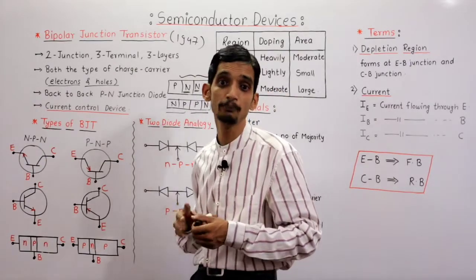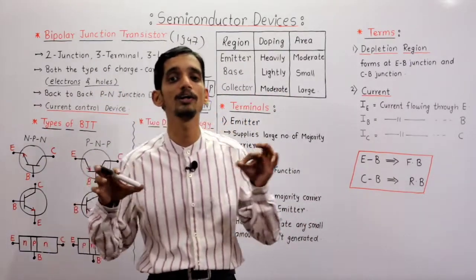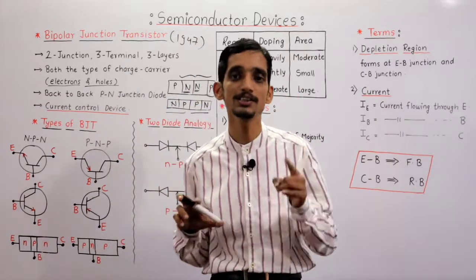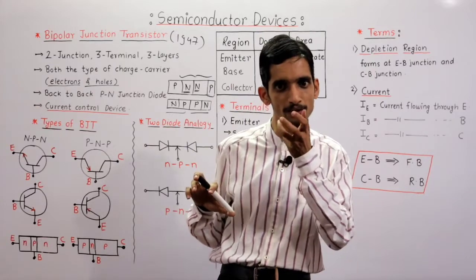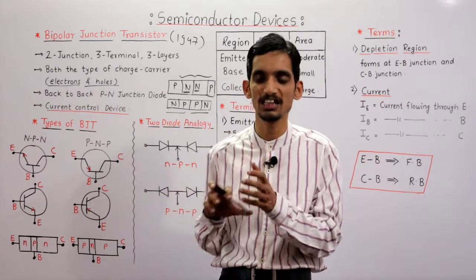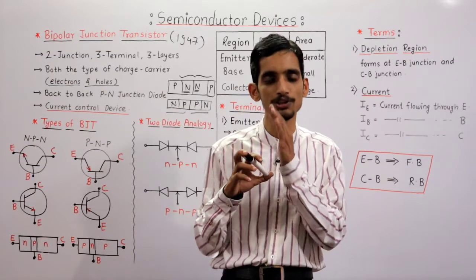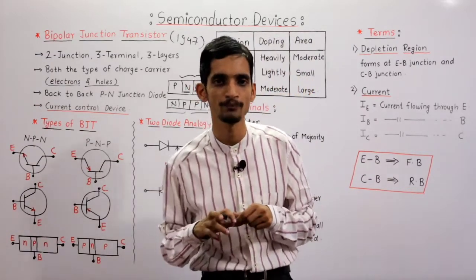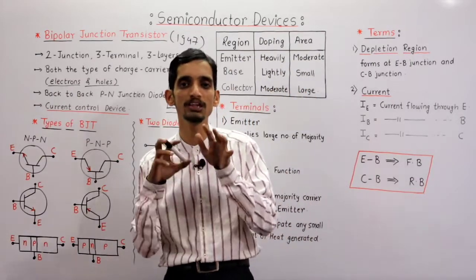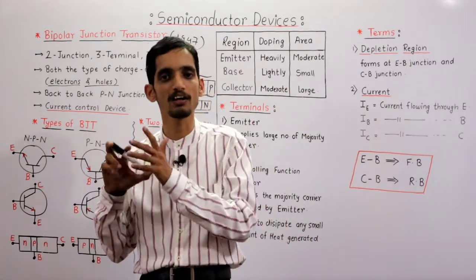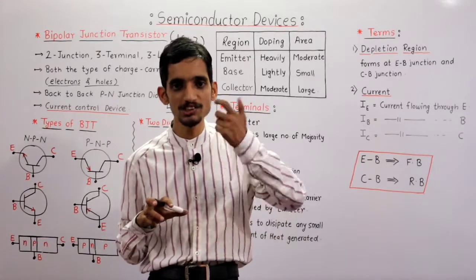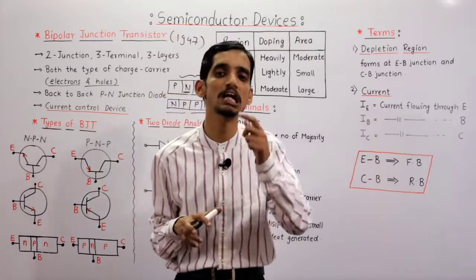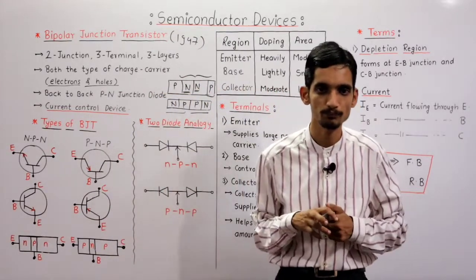Another important point, this BJT is a current control device. It is not a voltage control device. It means if it is a current control device, there is some terminal which is required to control the current. That terminal is the control terminal. So in BJT, your input is current and output is current. It means when you change the input current, your output current also changes. That's why it is called a current controlled device.